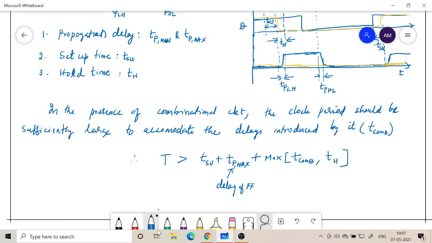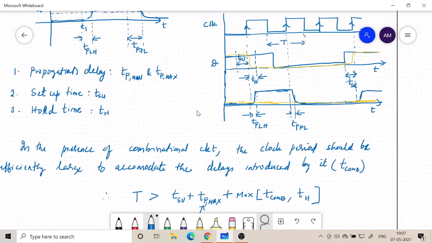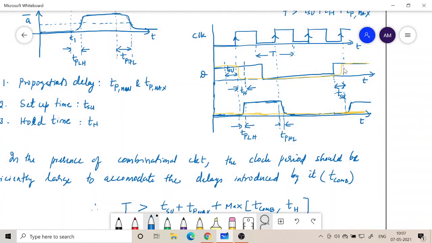Okay, so you take the maximum of this. So hold time is what? After the output is changed, or after the active edge of the clock, the input should be continually maintained for some more time. It should not be immediately changed. So that is hold time.